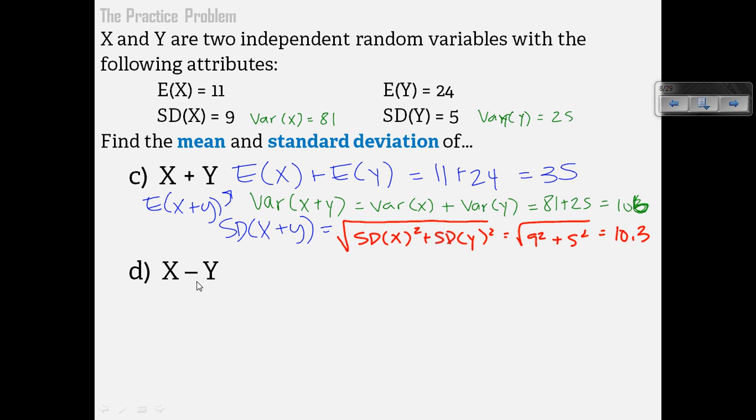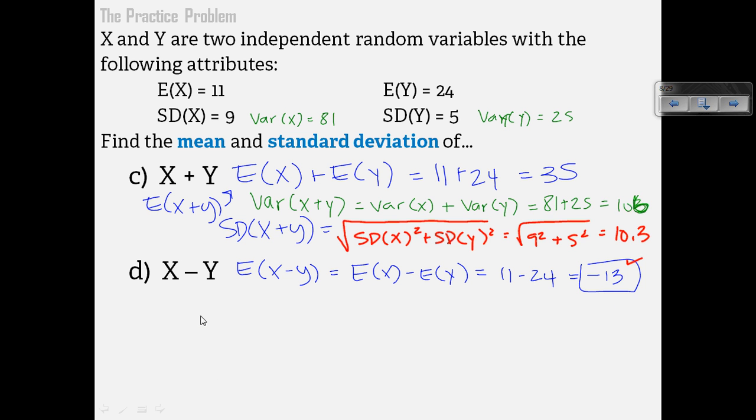All right, so x minus y. Well, x minus y for expected value is pretty much exactly what you would expect. So E of x minus E of y, which is 11 minus 24, which is negative 13. Negative numbers are okay. We don't know what these probability models are representing, so it's okay to have a negative number. Sometimes we get negative numbers, and that's okay.